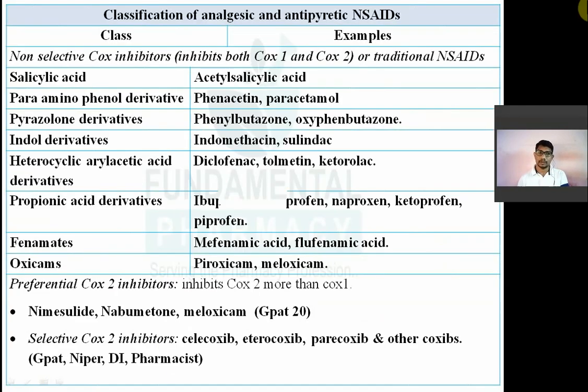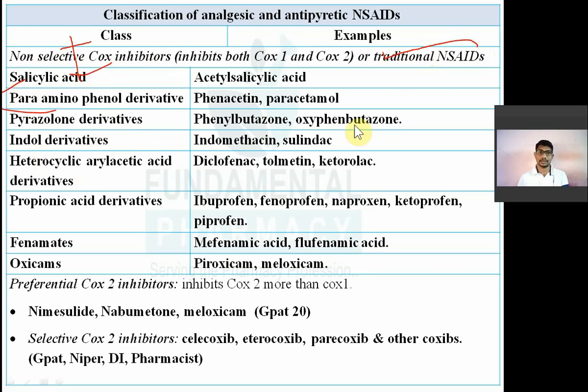So again we'll see the classification of analgesic antipyretic drugs. You can see over here. First class is the non-selective COX inhibitor. They are also known as non-selective or traditional non-steroidal anti-inflammatory drugs because they will inhibit both COX-1 as well as COX-2. In that you have different subclasses: salicylic acid and their derivatives like salicylic acid, methyl salicylate, sodium salicylate, and para-aminophenol derivatives like paracetamol and phenacetin.